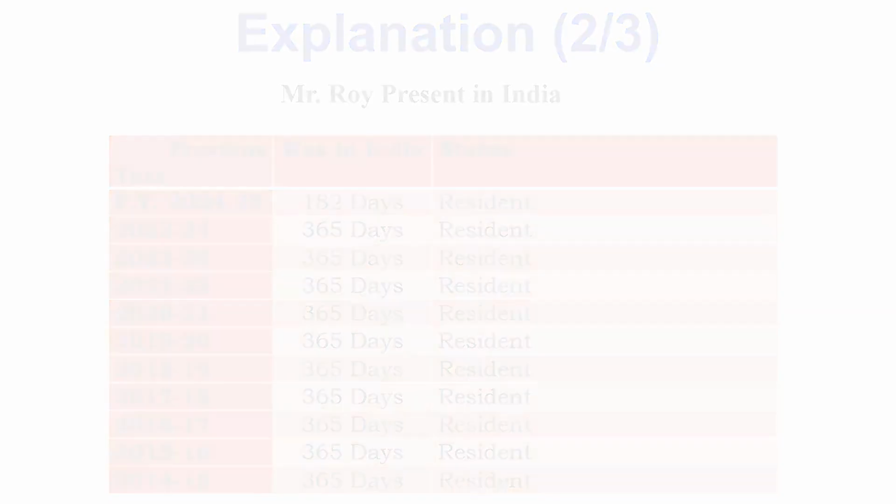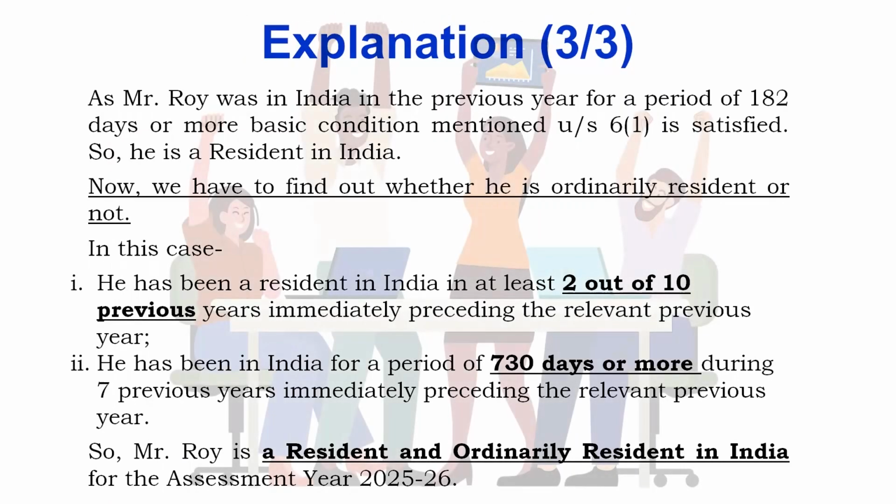So, as Mr. Roy was in India in the previous year for a period of 182 days or more, the basic condition mentioned under section 6 subsection 1 is satisfied. So, he is a resident in India.